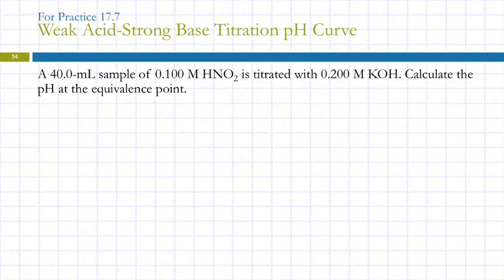Okay. A 40 milliliter sample of 0.1 molar nitrous acid is titrated with 0.2 molar KOH. Calculate the pH at the equivalence point.